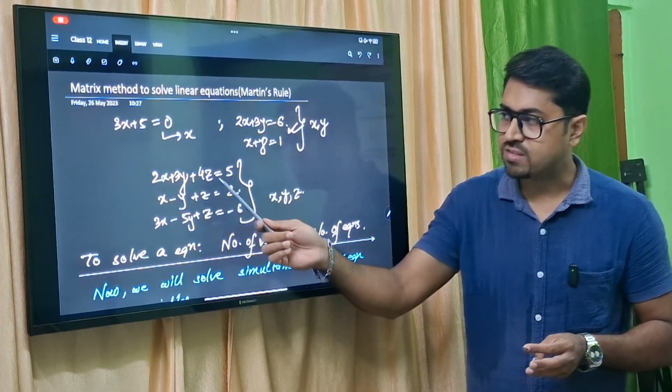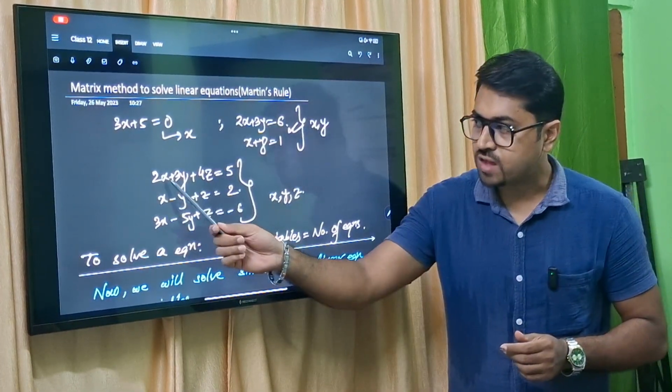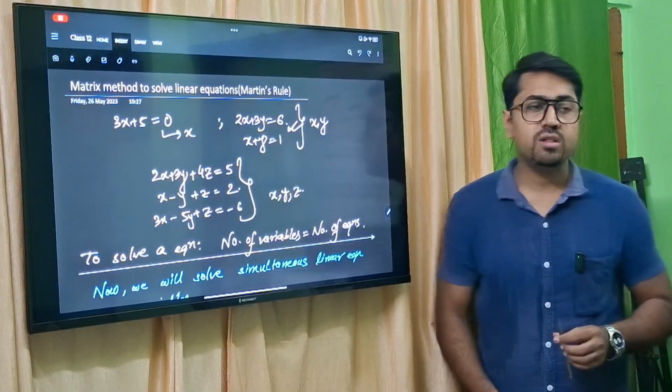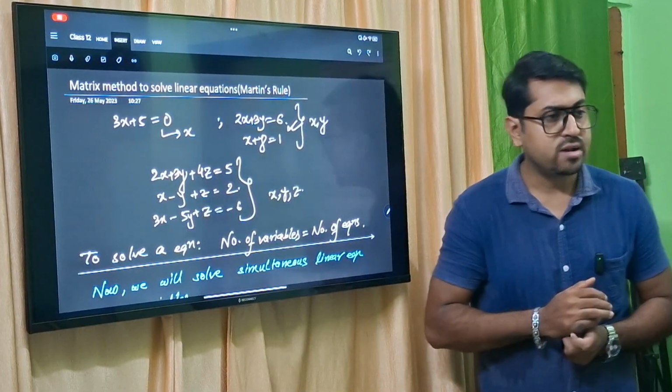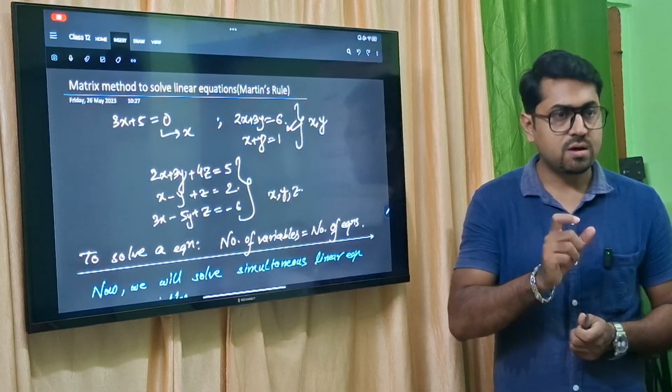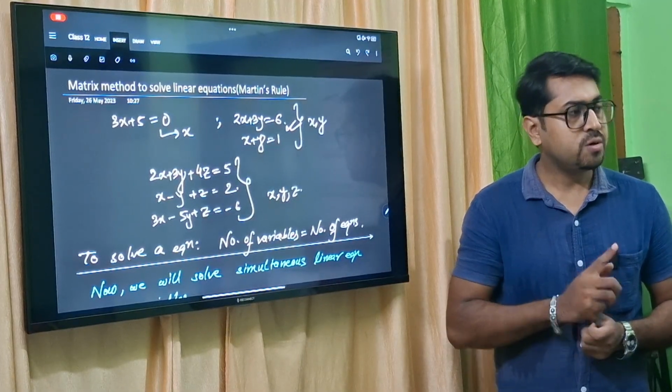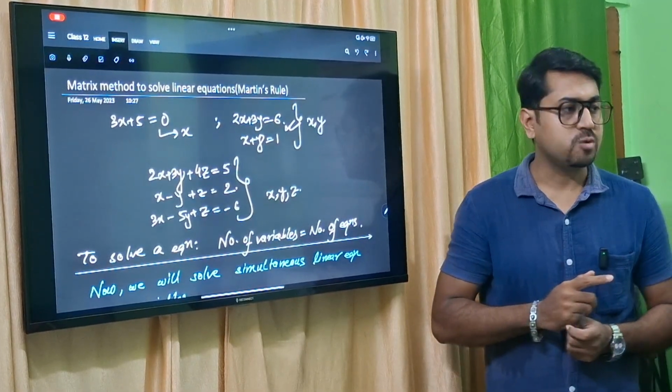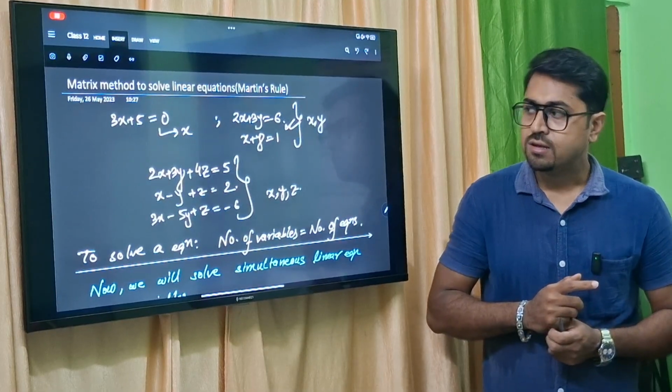That means x, y, z. If an equation contains x, y, z as variable, then it will be called the equation in three variable, and why it is called linear? The power of the variable is 1. The maximum power of the variable should be 1. Then it will be called the linear equation, and linear equation in three variable.